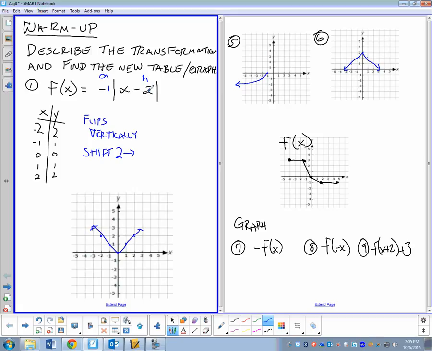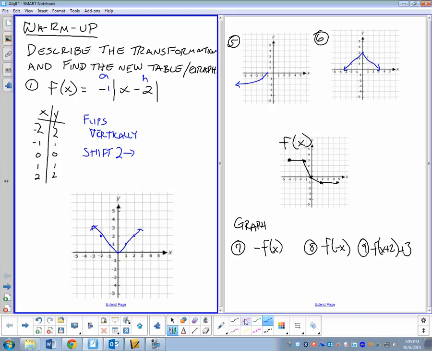Remember that H is always the opposite of what you think it would be. I know we think minus means to the left, but with H, it's always the opposite. So if you see X minus a number, that means you're shifting the graph to the right. If this was X plus 2, we would be shifting it 2 to the left. So we know that our new graph should be flipped vertically and shifted 2 to the right.